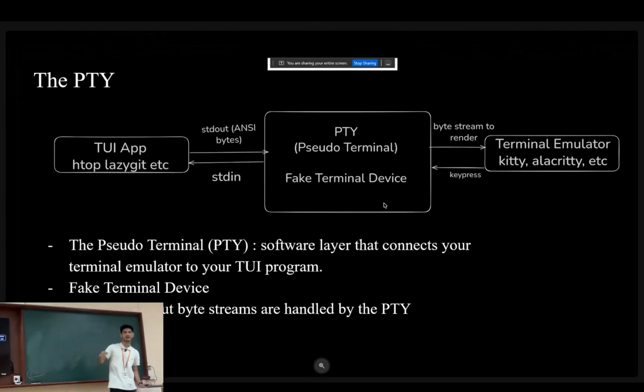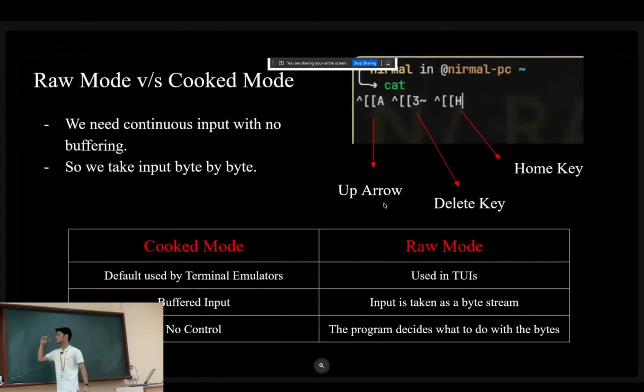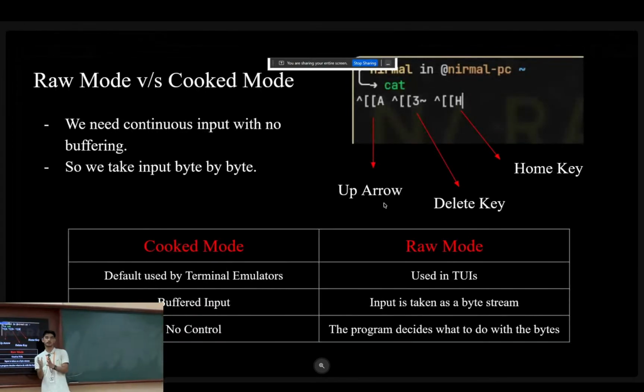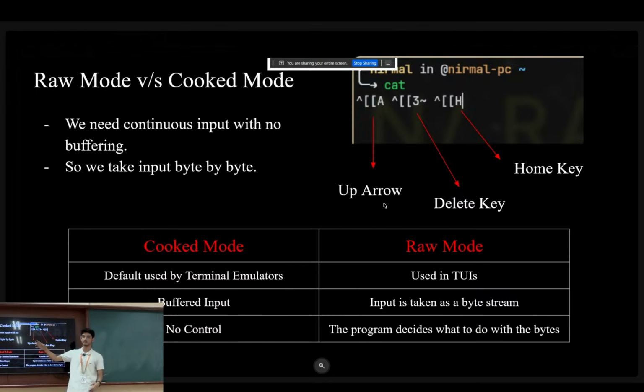And now, how do we input stuff? How does a TUI take input? For that, you need to know about raw mode and cooked mode. Your terminal emulator, your Kitty or Alacritty or any other XTerm terminal, is in cooked mode by default, which has buffering. You type a huge command, like ls, some folder, then some other flags. All that is buffered into one string, and then given to the program.